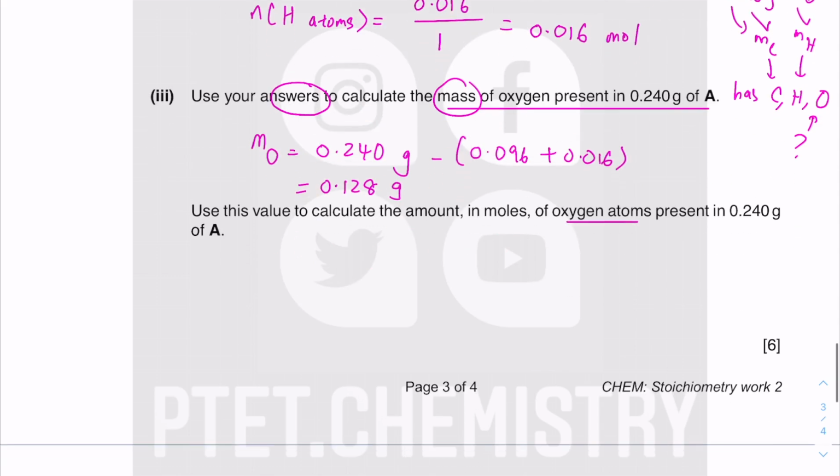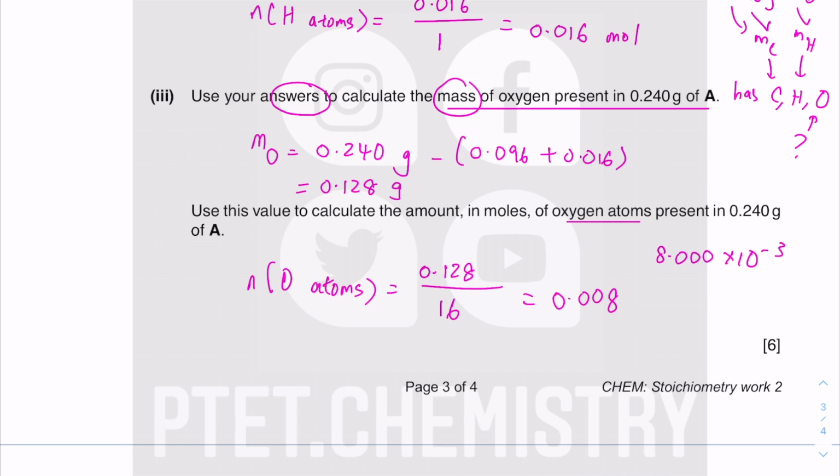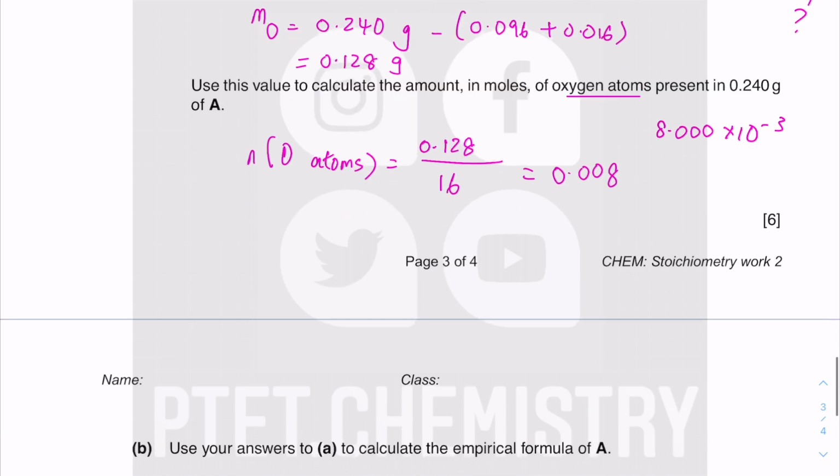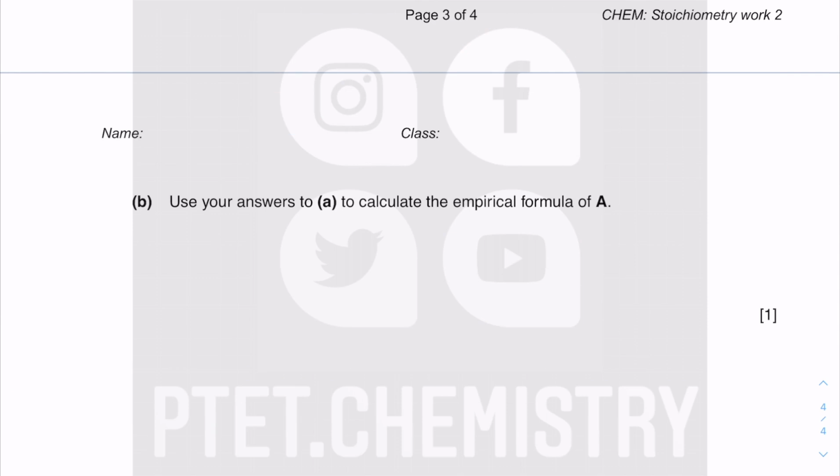Now they want the mole of oxygen atoms. I hope you can see where this question is leading to now. Mass over the atomic mass, 0.128 divided by 16. Again, this gives me 8. Well, you can show it to 3 decimal places, which is 0.008. If you want, you can express it in standard form, but you must show it to 3 decimal places as required by the question. So both of these will be correct as well, as long as they are to 3 decimal places as required by the question.